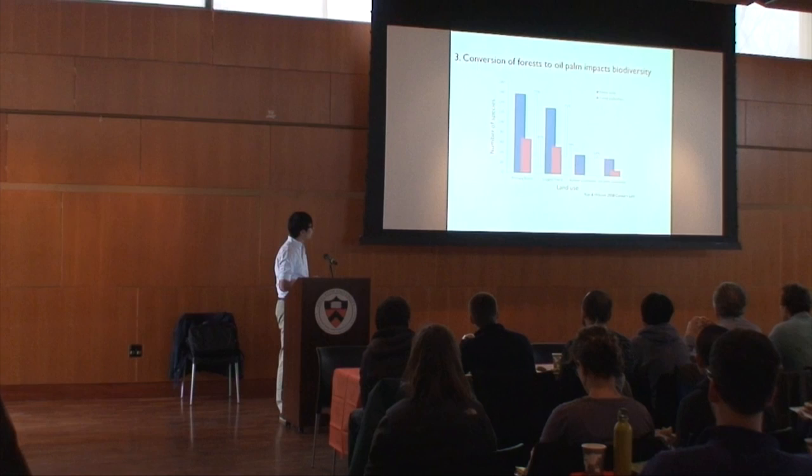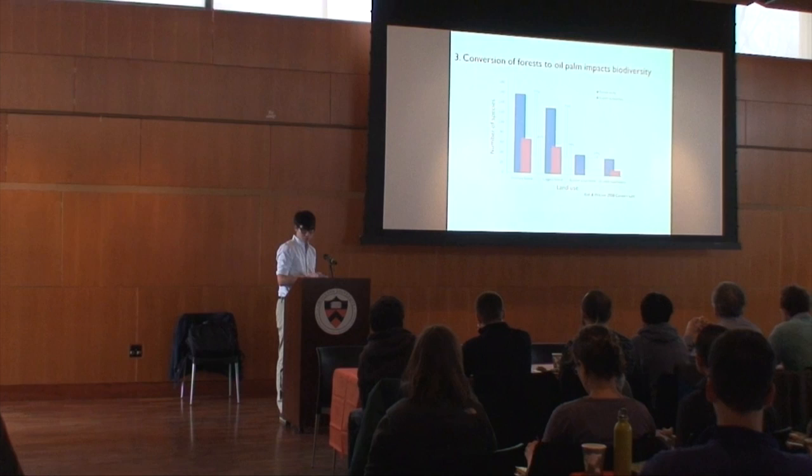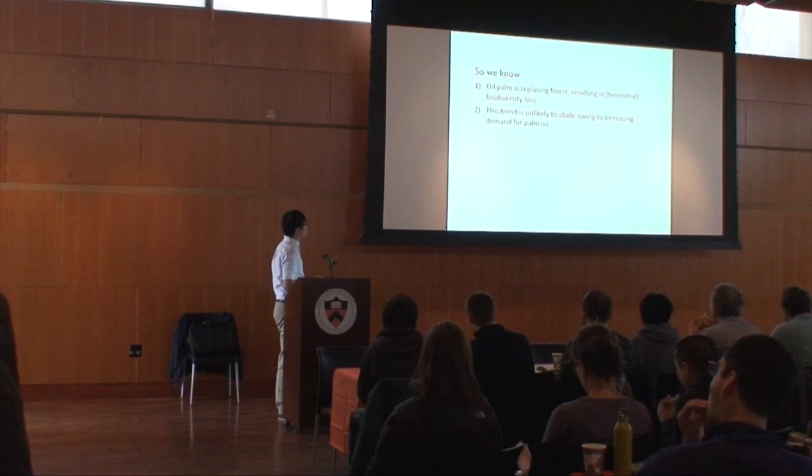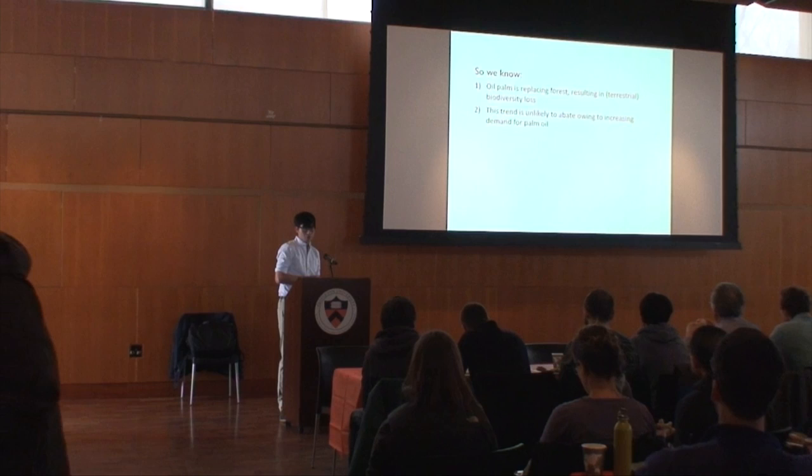Decline in biodiversity. So we know now that oil palm is replacing forests, resulting in terrestrial biodiversity loss. And we know that the trend is unlikely to abate, owing to increasing demand for palm oil.